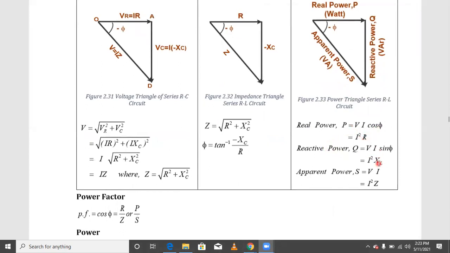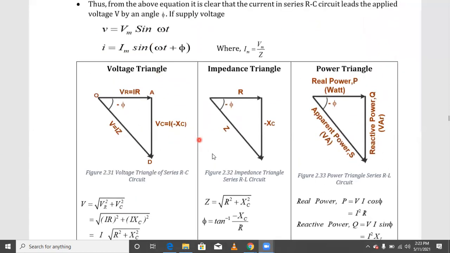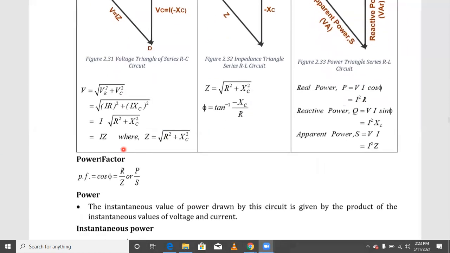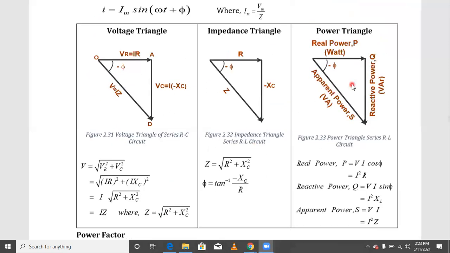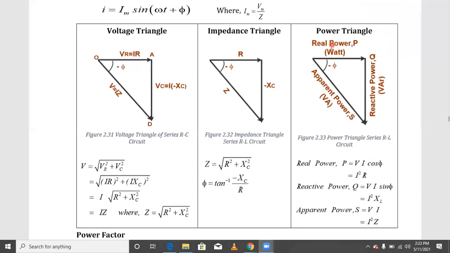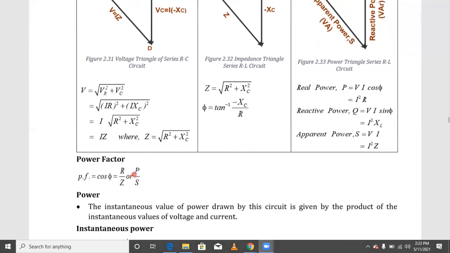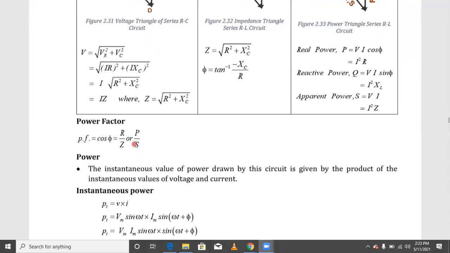Real power is equal to VI cos φ, that is I squared R. Reactive power is equal to VI sin φ, that is I squared XL. Apparent power is equal to V into I, that is I squared Z. Then power factor, cos φ, is equal to R by Z. From the impedance triangle, cos φ is equal to R by Z, or P by S, or kW by kVA. That is real power by apparent power, so kW by kVA is called the power factor.